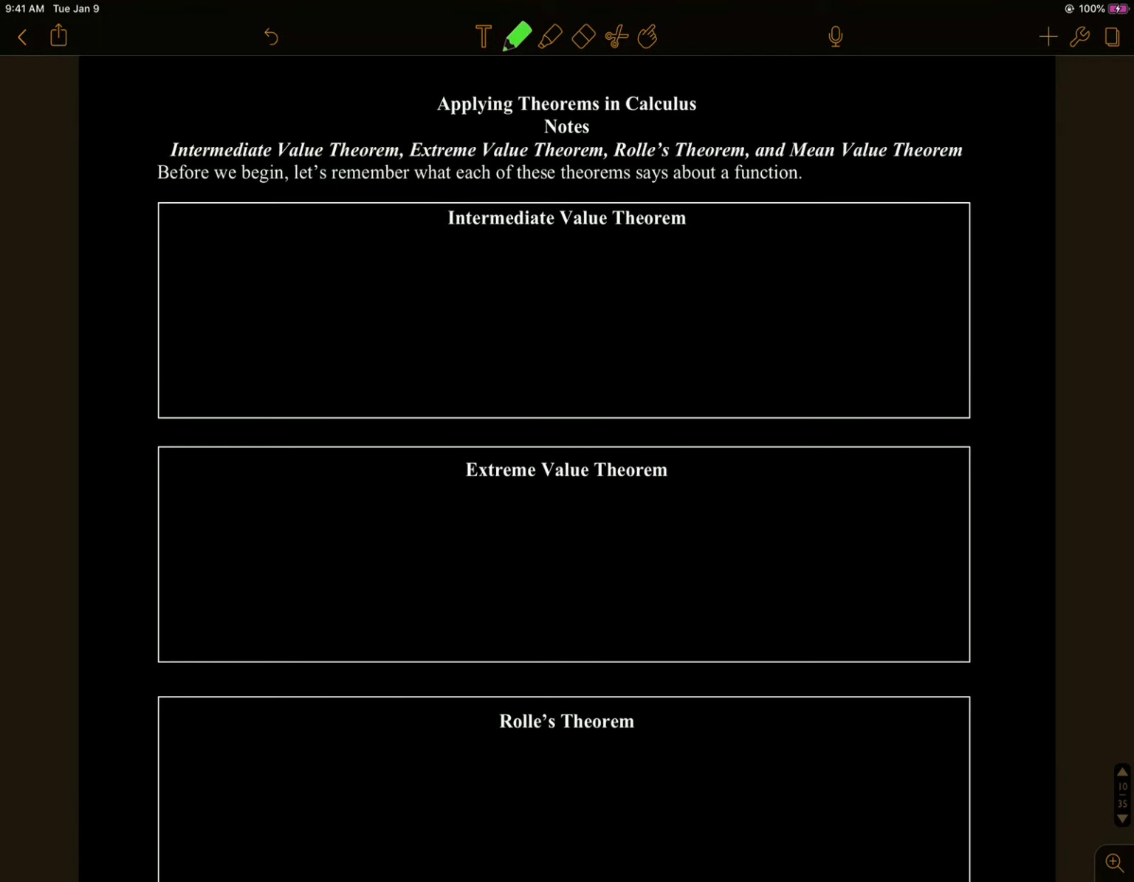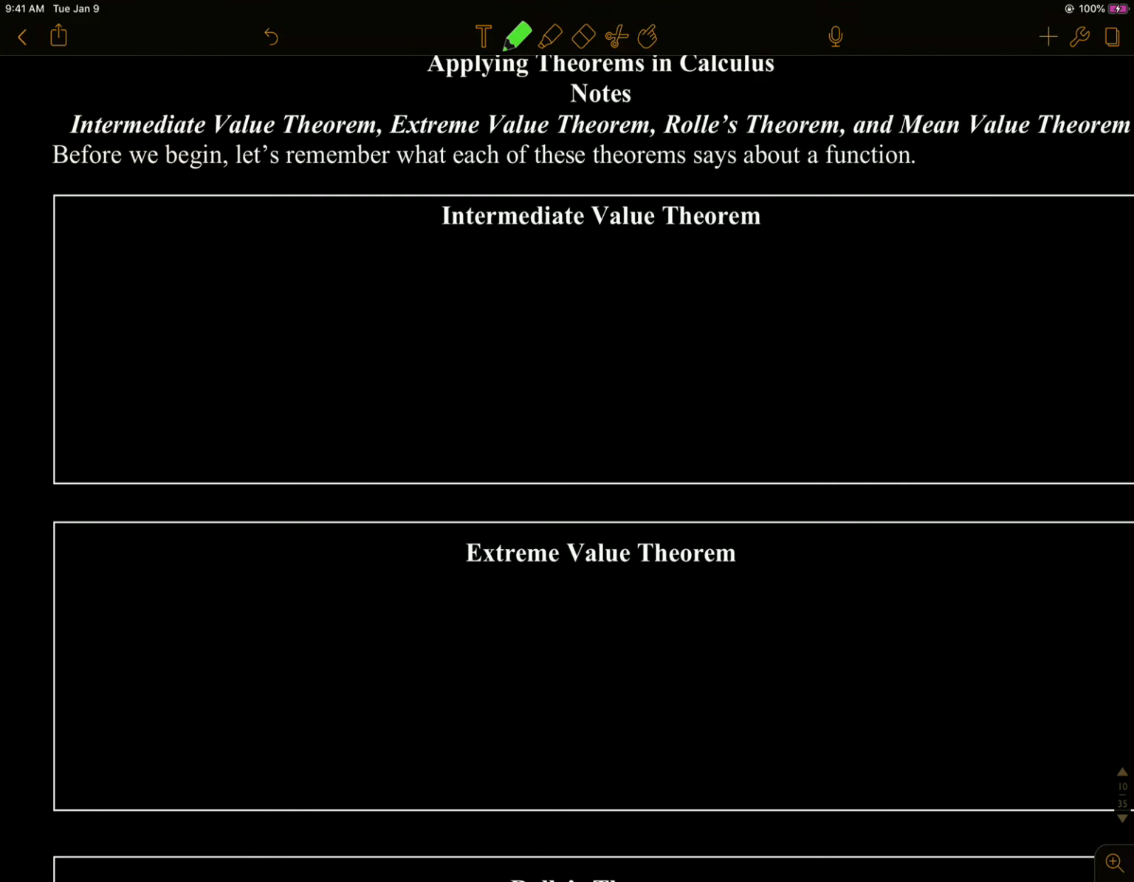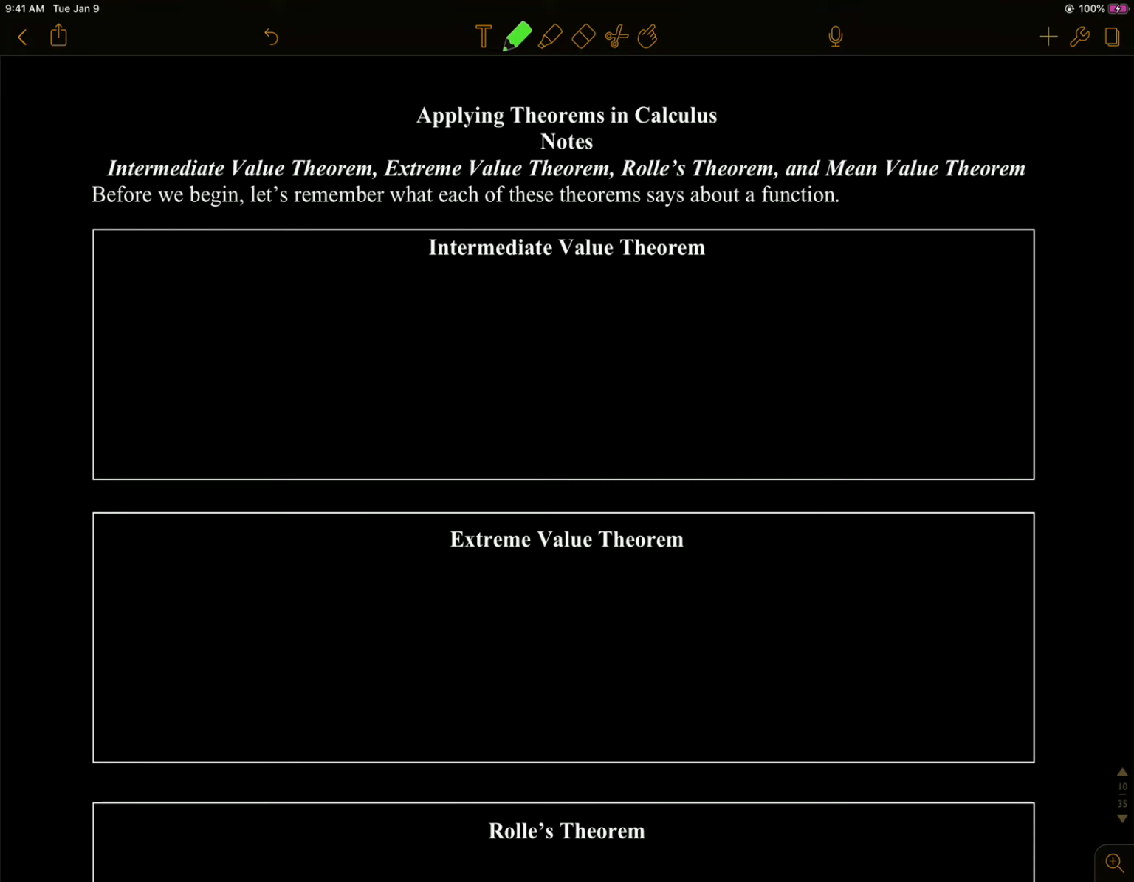All right, we're going to look at using all of these theorems in calculus problems. A lot of times problems will have a couple of these together, or there'll be other parts of the question. Like if you have a 4-part question, 1 or 2 of the parts might be one of these existence theorems. So first, let's just remember what the theorems say.